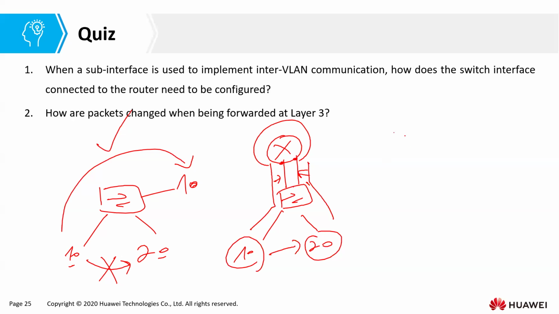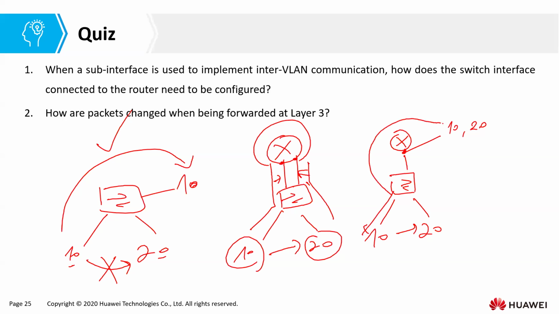Another way, you can use one physical interface, but you create sub-interfaces on it. So I can create sub-interface 10 and sub-interface 20. These sub-interfaces basically act as the gateways for my VLANs. Communication-wise, if I want to communicate between 10 and 20, how will I do it? I'll go to this switch, then to this sub-interface, then it is routed to the other sub-interface, then it goes to this device. That's basically how routing will work.